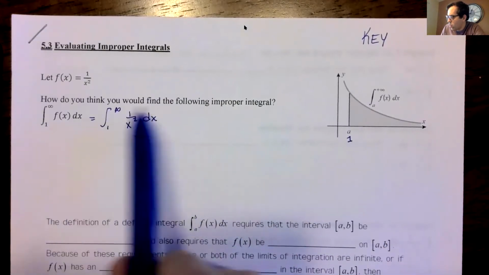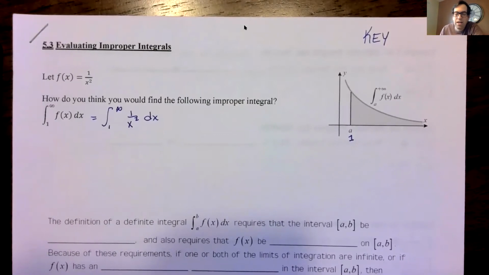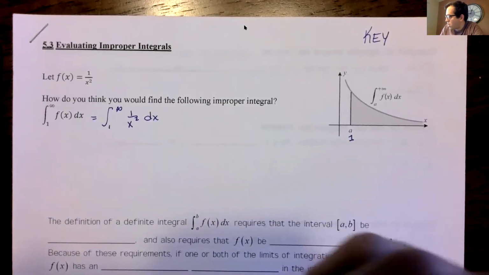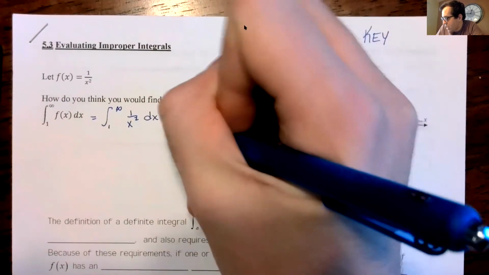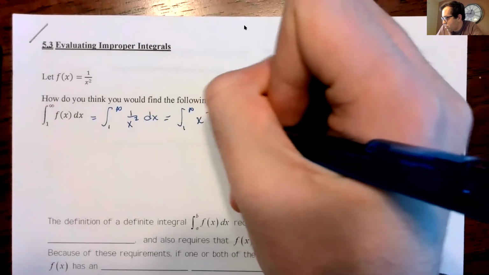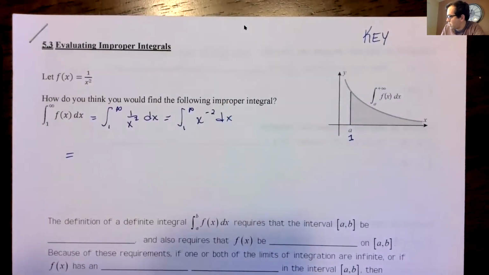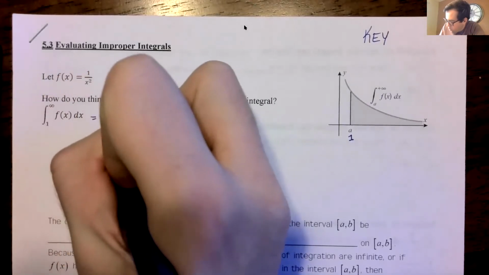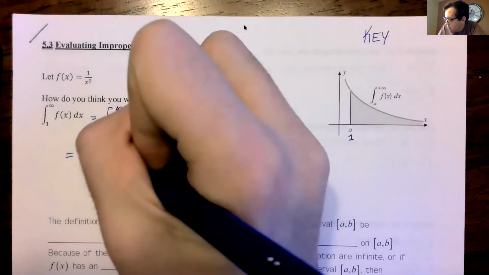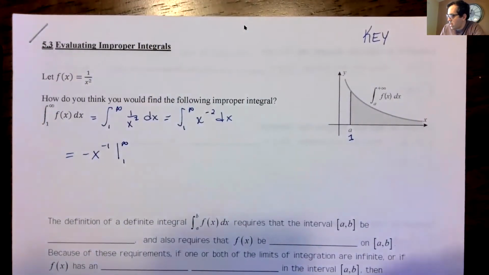And what I would like us to do here is solve this as if we were solving it normally, ignoring the fact that there's an infinity right there and just see what happens. So the first thing I'm going to do is rewrite this as x to the negative 2. That way I know that I can integrate x to the negative 2 as negative x to the negative 1. And that needs to be evaluated from 1 to infinity.